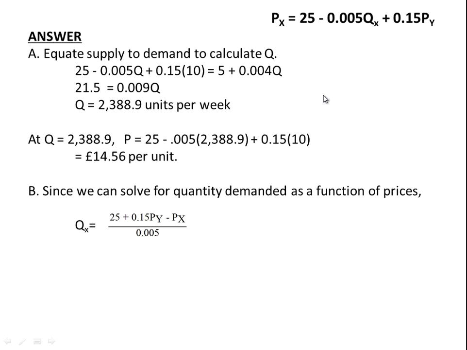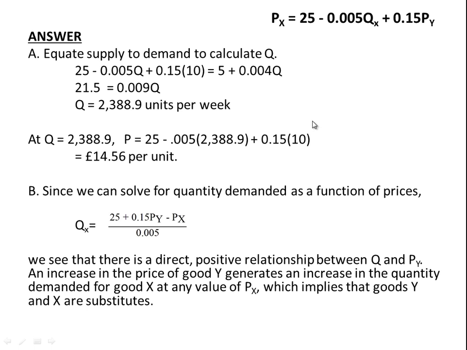So we've got our equation in terms of Qx, and what that implies, of course, is that there is a direct positive relationship between Q, the quantity of X, and Py. Therefore, an increase in the price of Y generates an increase in the quantity demanded for good X at any value of Px, which of course implies that Y and X are substitutes. So clearly, if the price of Y goes up, you buy less of Y, you're going to buy more of X, which is a substitute, and that's the economic reasoning.